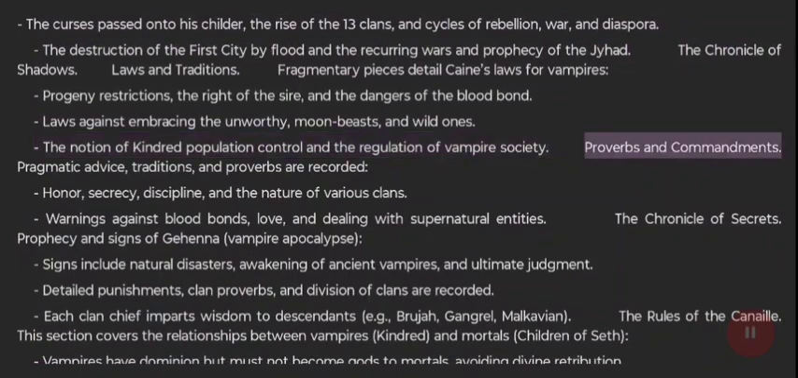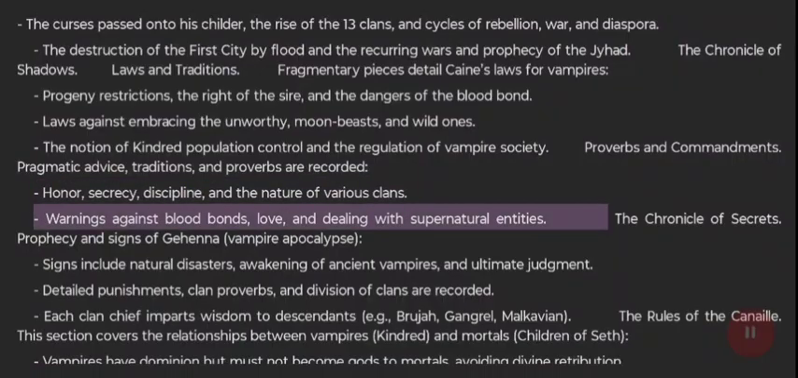Proverbs and commandments. Pragmatic advice, traditions, and proverbs are recorded: honor, secrecy, discipline, and the nature of various clans. Warnings against blood bonds, love, and dealing with supernatural entities.